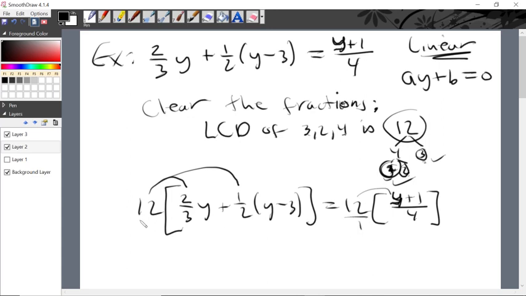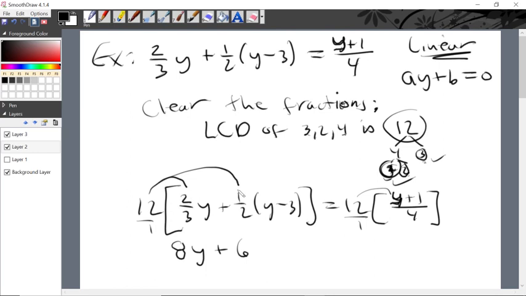So we got 12 over 1, 12 over 1. So 12 over 1 times 2 over 3, well, you can cancel the 3 with the 12, you get a 4, and 4 times 2 is 8. So the 3 is gone, and we are left with just an 8y. Next term, 12 times 1/2, well, 12 divided by 2 is 6, so we get a 6.